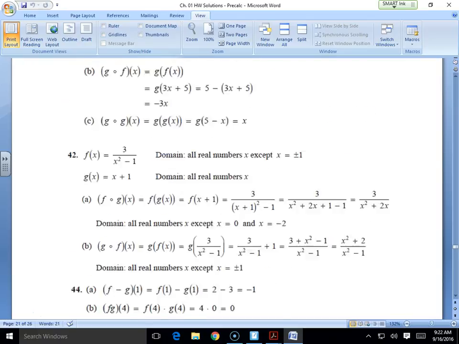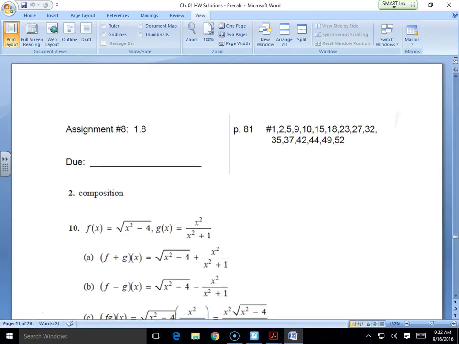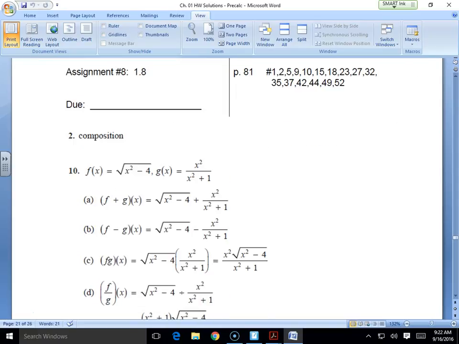All right. Section 1-8. It's been a while, so let's review real quick. 1-8 was all about combinations of functions and compositions and decompositions. If you were decomposing, you were breaking stuff down. Let's go ahead and check quickly.